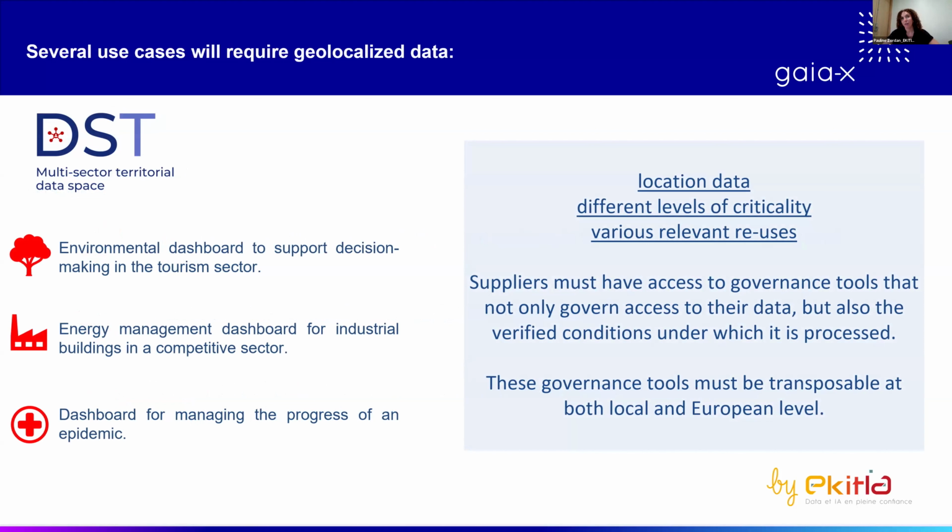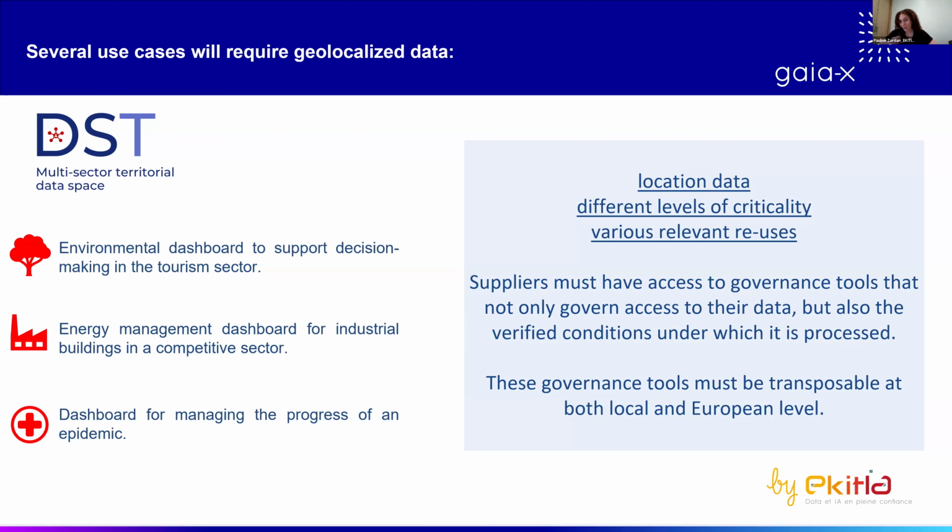Location data are very interesting, as we heard during the previous presentation. In a lot of use cases we can find location data, and maybe in the data set there is all other kinds of data, and the location data are not the first that can be seen. But for example, in our concept, you can have different kinds of tools built all together, like an environmental dashboard to support decision making in the tourism sector, an energy management dashboard for industrial buildings in a competitive sector, or a dashboard for managing the process of an epidemic, for example.